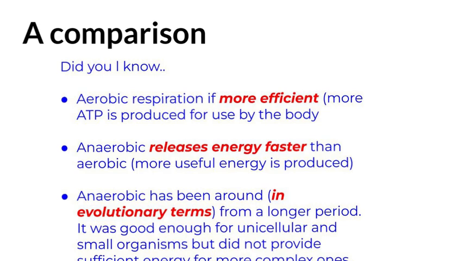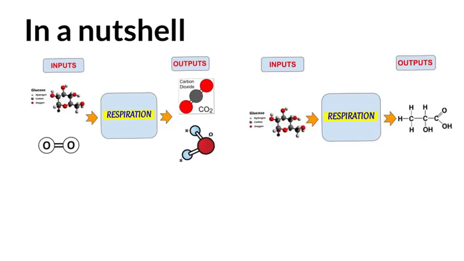Now, if we are doing something for a longer period of time, we tend to slip into anaerobic respiration because we need a fast supply of energy. It might be we're trying to escape from something, or we're trying to rush towards something so we can have more food, or something that is going to benefit us. So let's have a look at these two things in a nutshell.